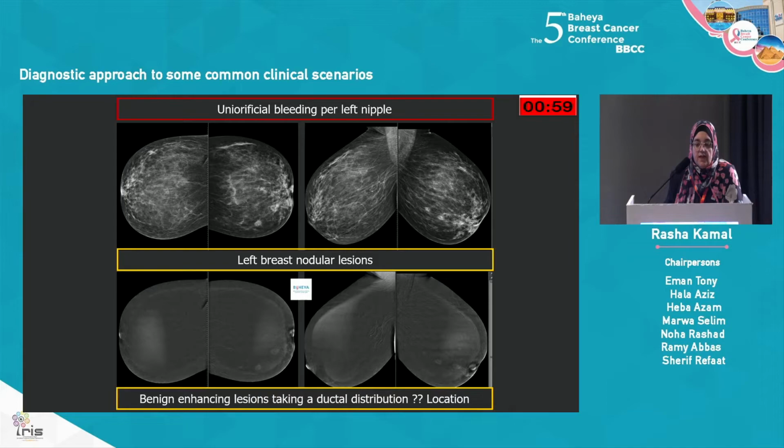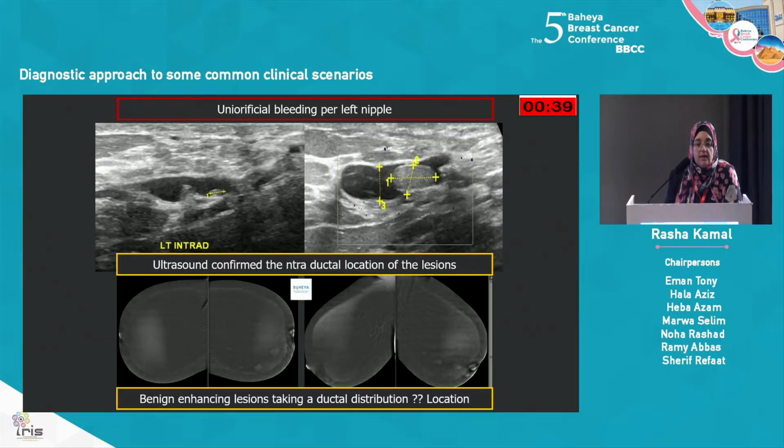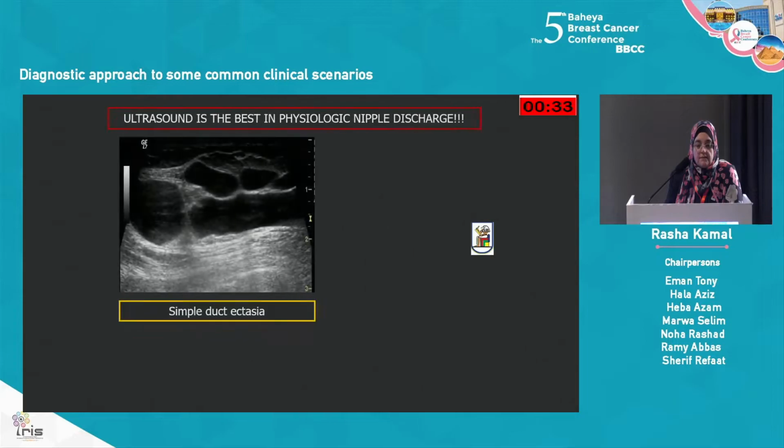This is another case with uni-orificial bleeding per left nipple. We see that we had left breast nodular lesions, and the contrast mammogram was performed. But if you ask me, I would tell you that she did not need this contrast mammogram, because what we see on the mammogram is the same as what we saw on the contrast mammogram. We have multiple lesions, but we cannot localize or characterize. Look at her ultrasound examination, where we see dilated ducts with intraductal papillomas.